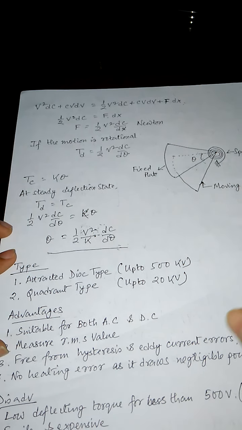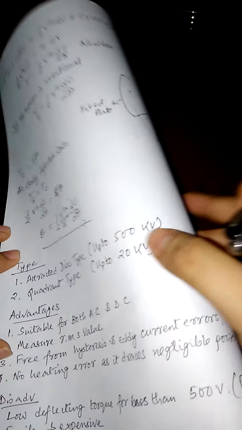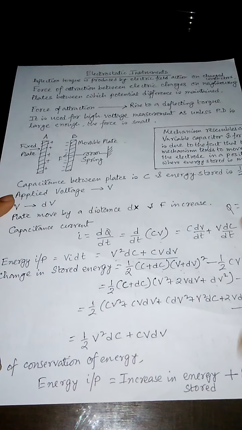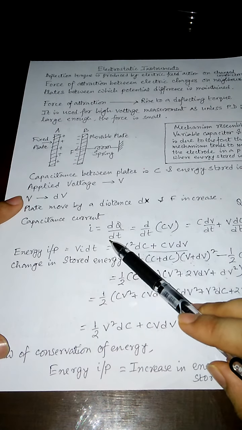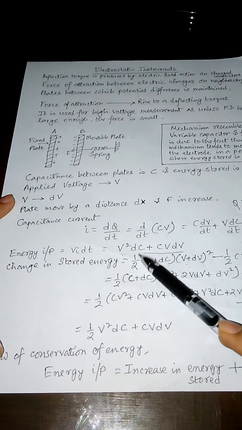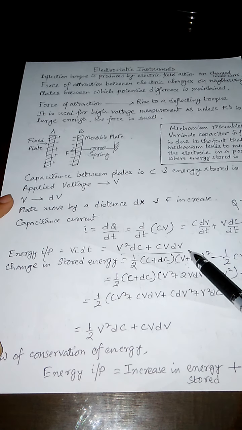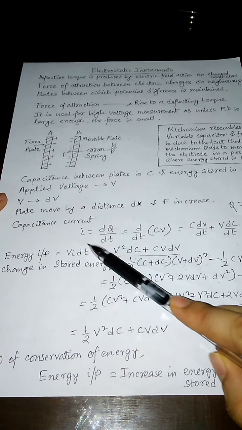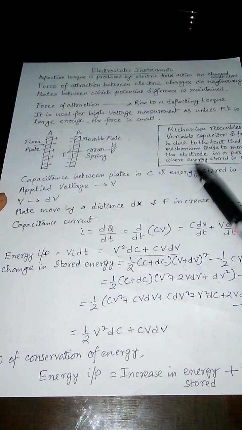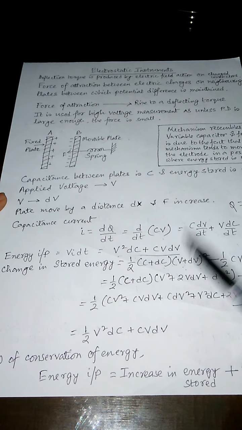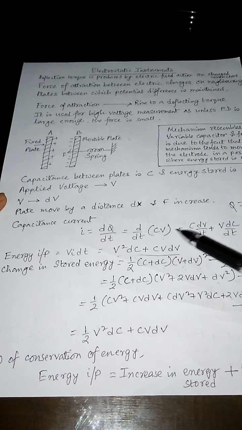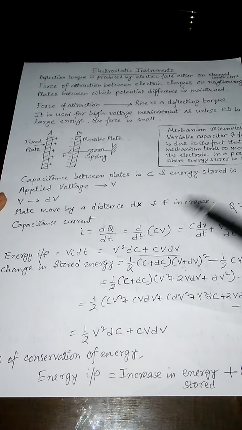Now again, if we do the calculations once more, you can see the energy input V i dt equals V square dC plus C V dV. Already we can get that as I, and if we are considering the multiplication by V dt, that is V square dC plus C V dV. Then the change in stored energy.